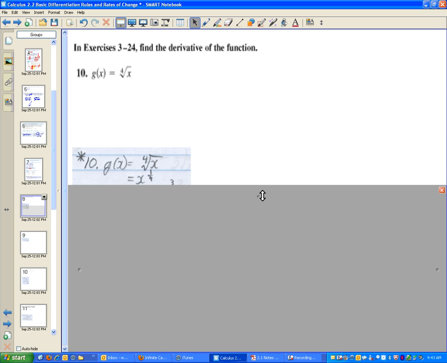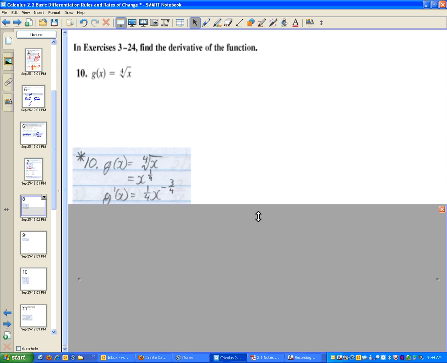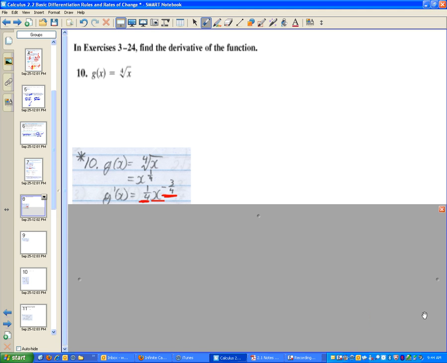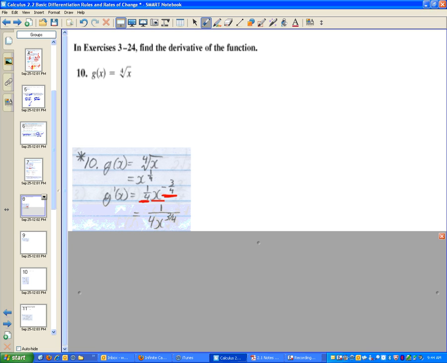So if g of x equals x to the 1/4, g prime of x equals, so exponent becomes coefficient, then x, then subtract 1 from your exponent. So 1/4 minus 1 is negative 3/4. All right, then we try to simplify our answer. Let's see, I'd rather not have negative exponents, so I can make that 1 over 4x to the 3/4.